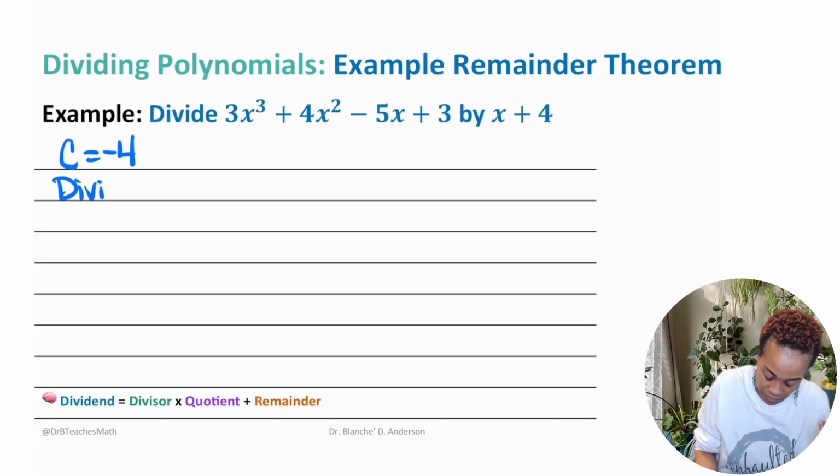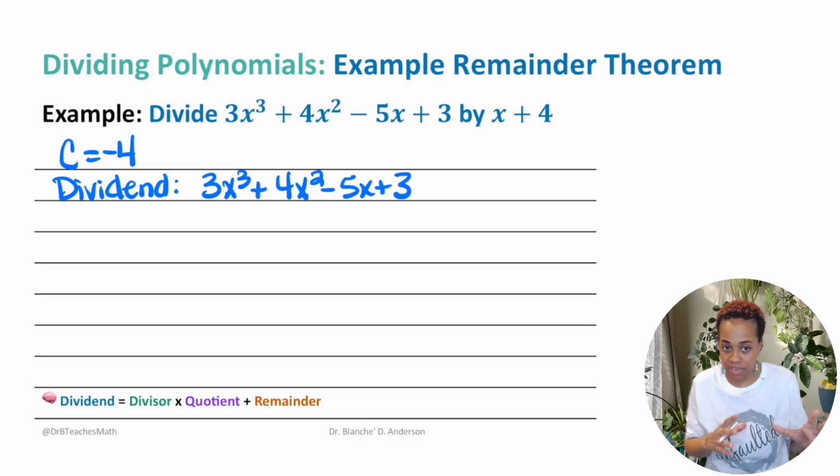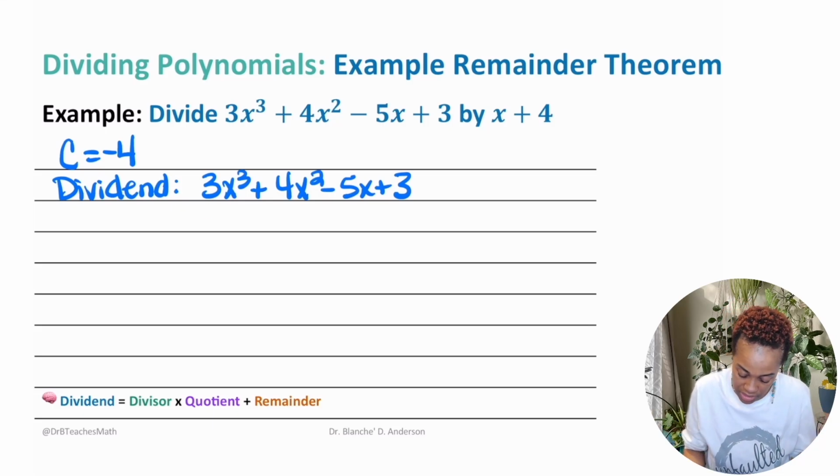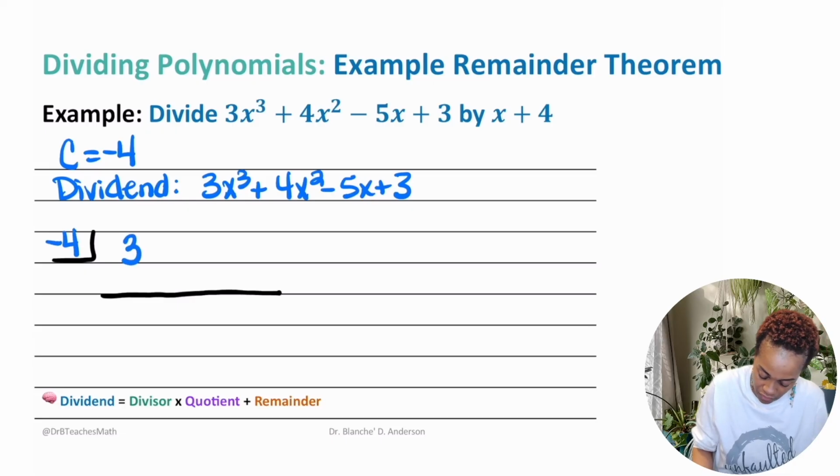Here's my dividend. My dividend is the polynomial being divided. It's 3x cubed plus 4x squared minus 5x plus 3. There's no missing values that I need to fill in. It's already in descending power order, so that's good. So let's do synthetic division. We said our c was negative 4, right? And then we have 3, 4, minus 5, and then 3. We know our remainder is always going to be whatever the last thing is. Everybody gets added when we do synthetic division. First step is to bring down the 3.